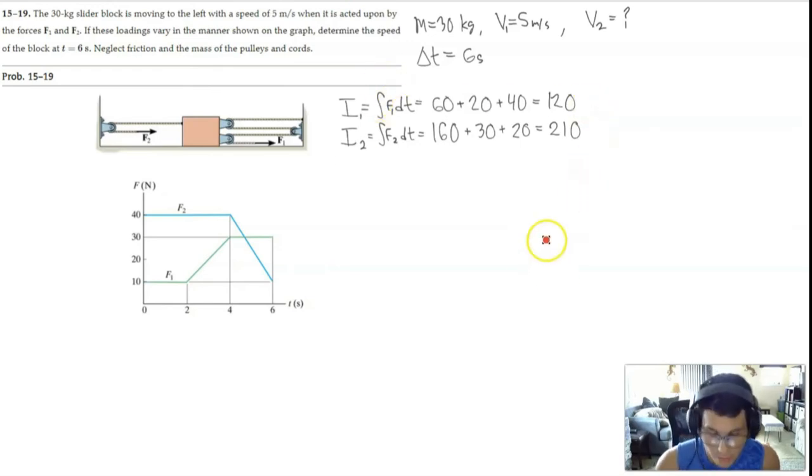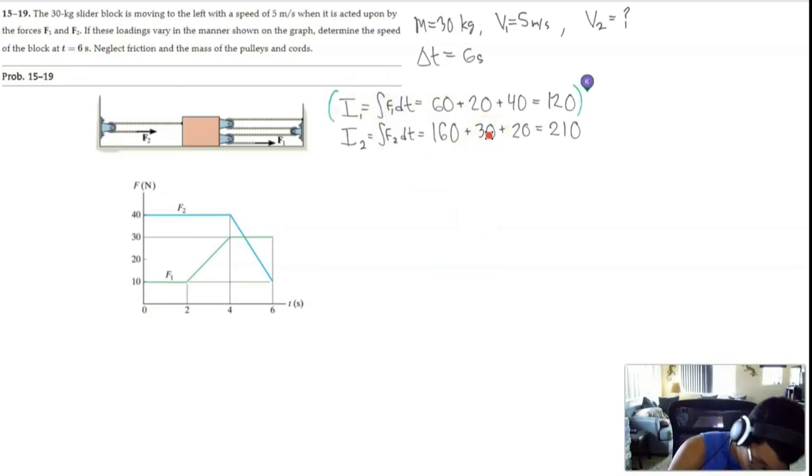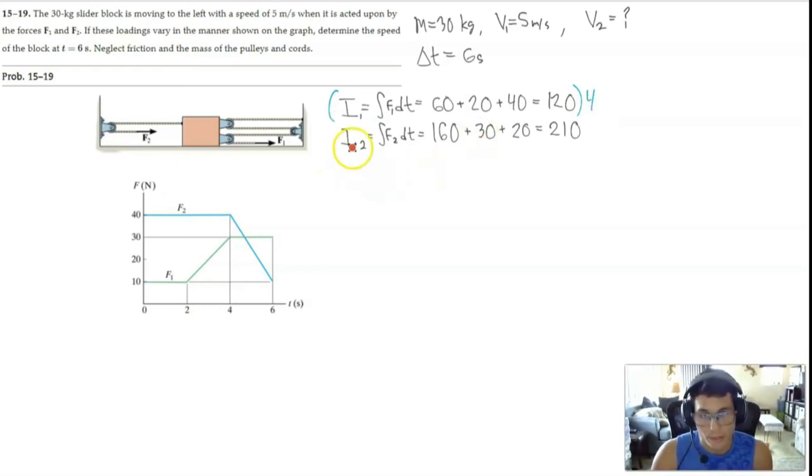Nearly done already, actually. That's what you need for the most part. But we should notice that we had 4 F1s. So let's use a different pen, and we'll say 4. But we only had 1 F2, right? We only have 1 F2. But we have 4 of these guys.